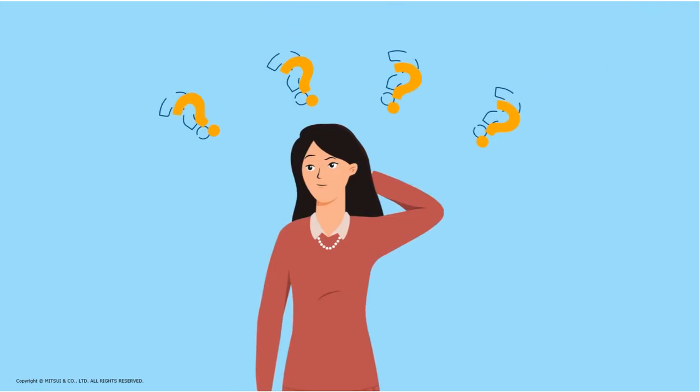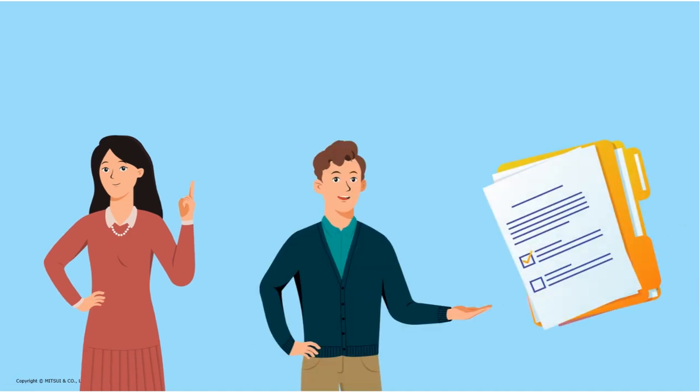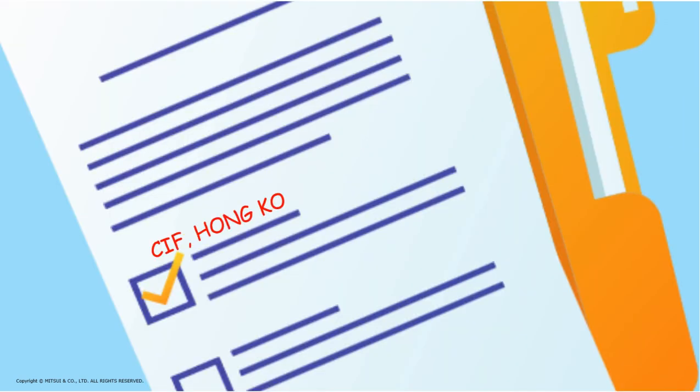How to use Incoterms? If parties want Incoterms 2020 rules to apply to their contract, the safest way is to clearly mention it in the contract. For example, CIF, Hong Kong Incoterms 2020.